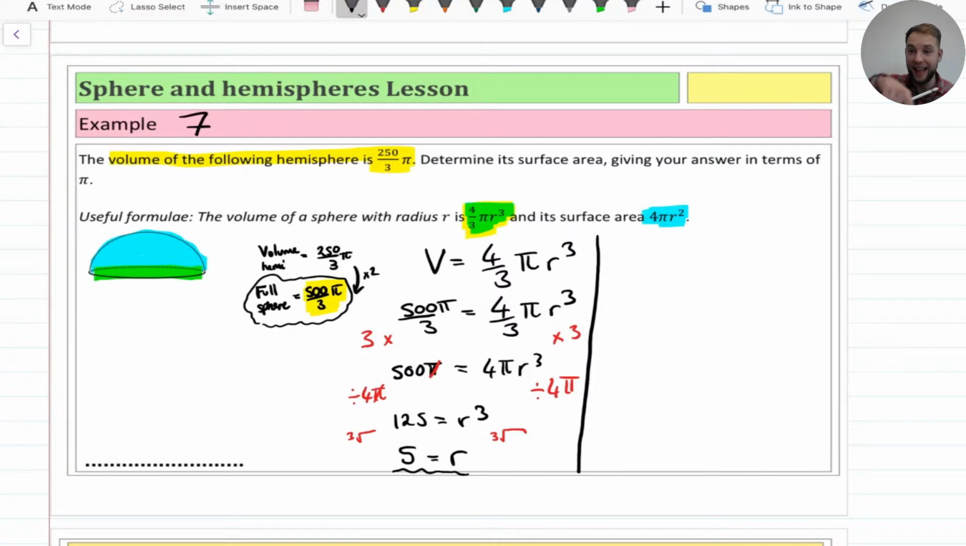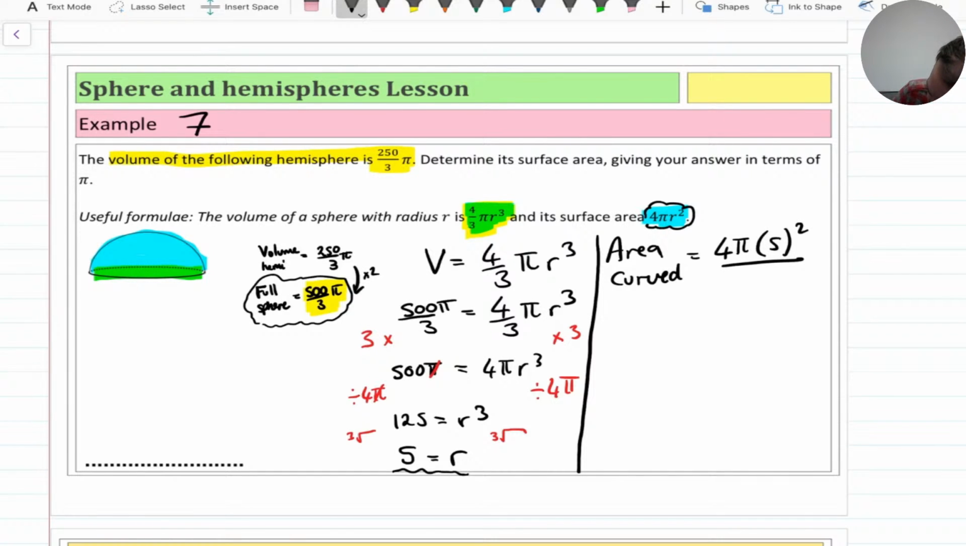So, to find the area of the curve, we find the area of a full sphere and then divide it by 2. So the area of the curved part is equal to, remember, this is the formula for the surface area of a sphere. So it's going to be 4 pi times by my radius, which is 5 squared. But because it's a hemisphere, I need to divide by 2. And this would be the blue part here, like so.